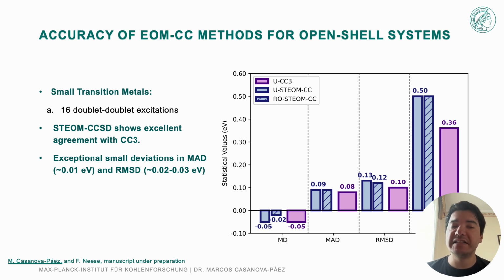So essentially, the similarity transform actually has an excellent agreement and has the same performance as CC3. And you can see this by looking into the mean absolute deviation and also the root mean square deviation. Both methods, however, seem to underestimate the excitation energy a little bit, with a mean deviation that is almost zero anyways.